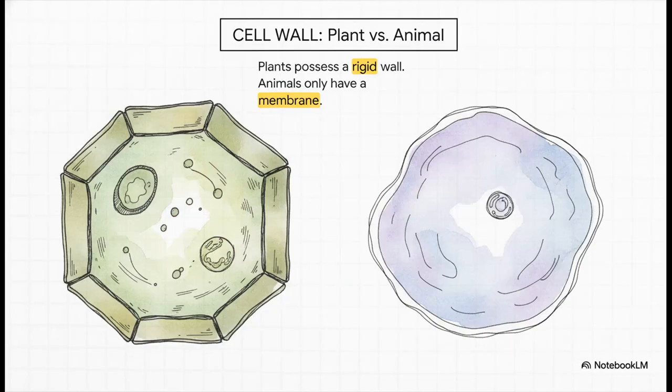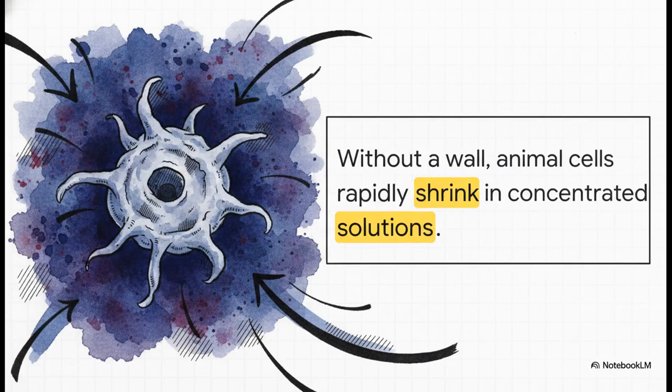The reason for this massive visual difference really comes down to this. Plants, along with fungi and bacteria, possess an additional, rigid protective layer outside their plasma membrane, called the cell wall. Animal cells entirely lack this cell wall. They only have that thin, fluid membrane we talked about earlier. And because animal cells, like our cheek cells, only have that flexible plasma membrane and no rigid wall to hold their shape, they are incredibly susceptible to losing water. If you drop them into a concentrated sugar or salt solution, those poor animal cells will rapidly lose water and shrink right up, without a cell wall there to provide structural support.